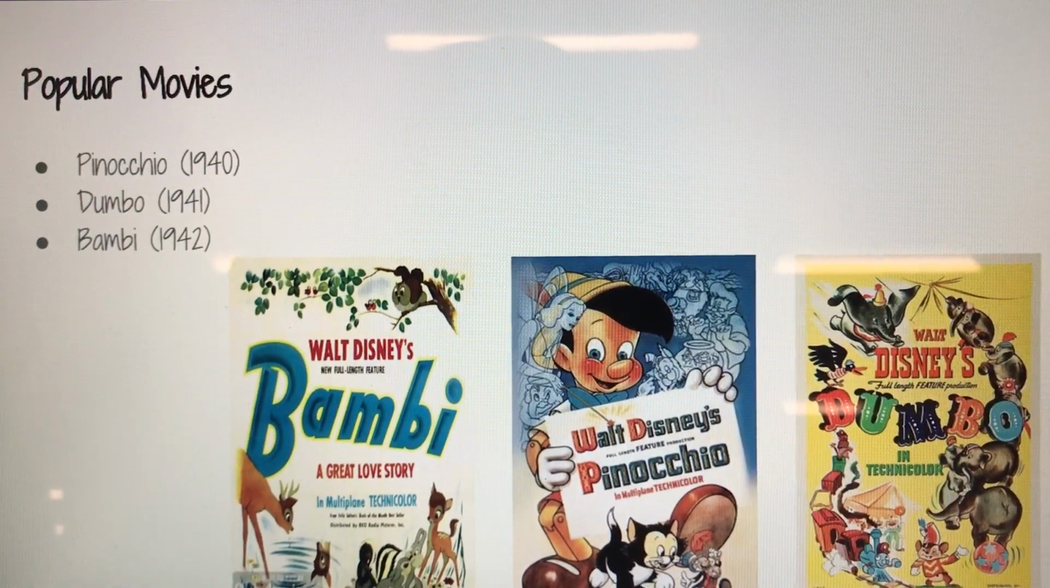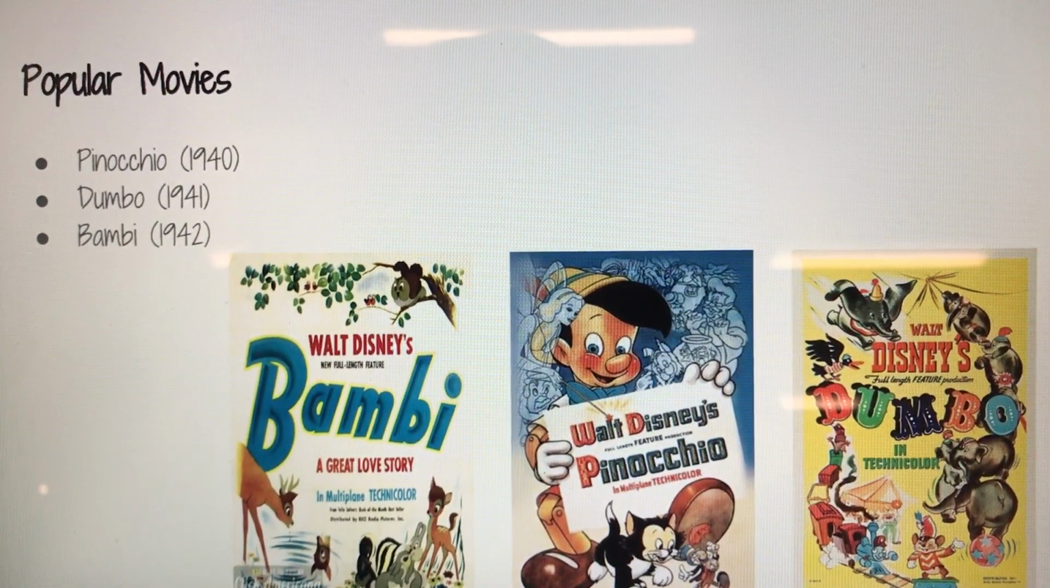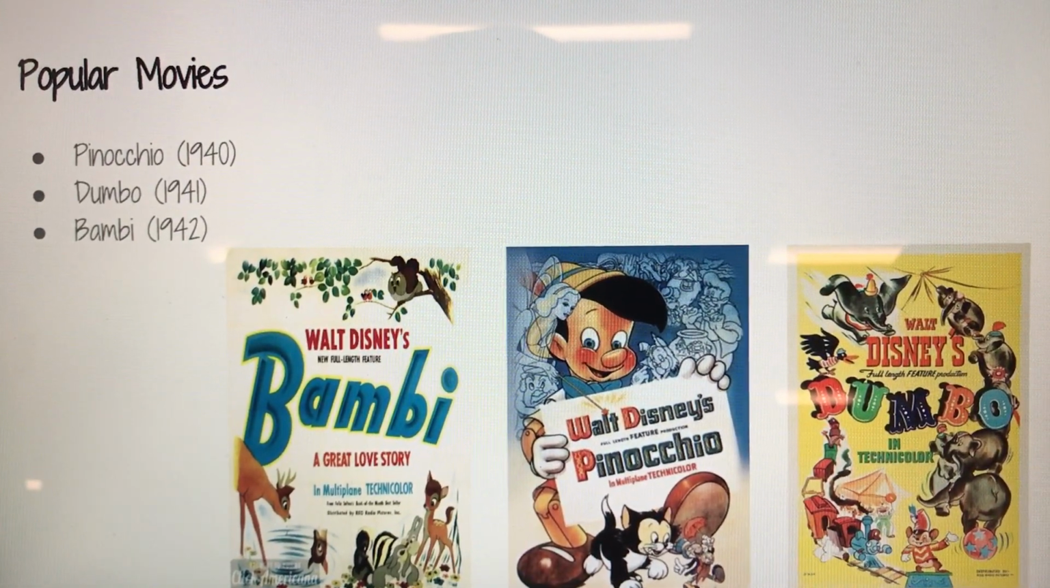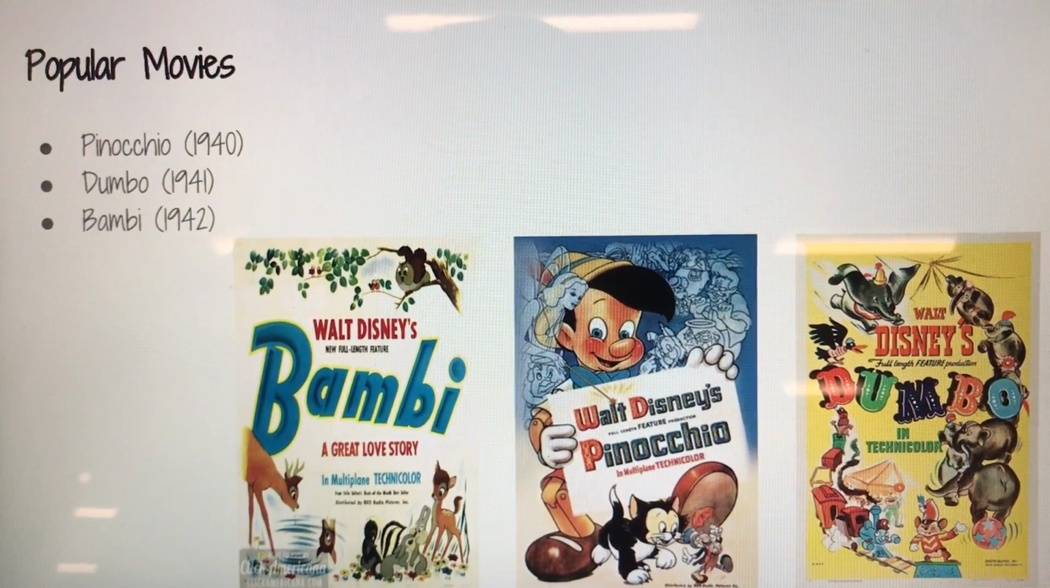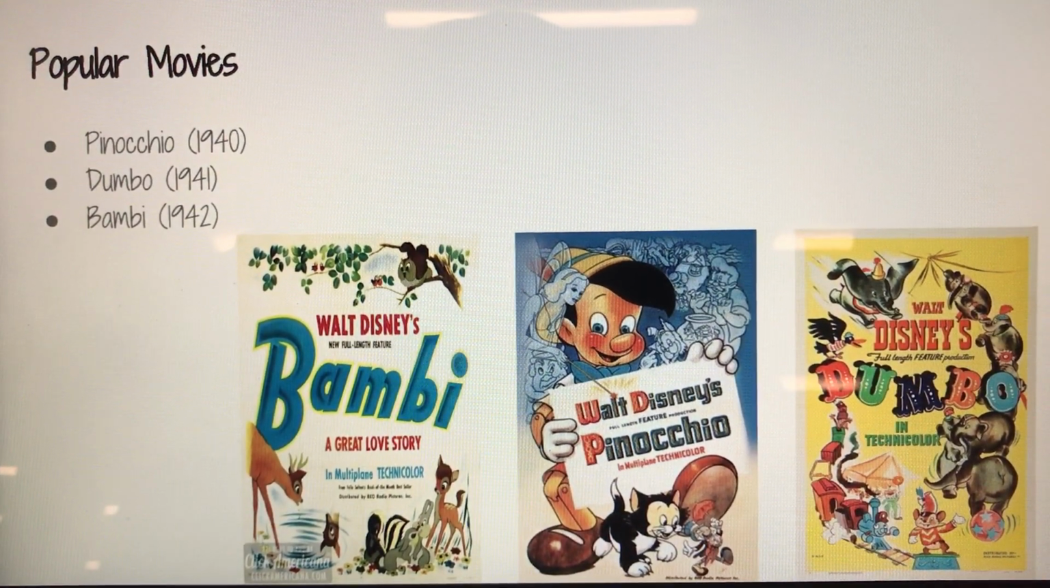Popular movies. Pinocchio, 1940. Dumbo, 1941, and Bambi, 1942. These movies heavily influenced us and are great classics.